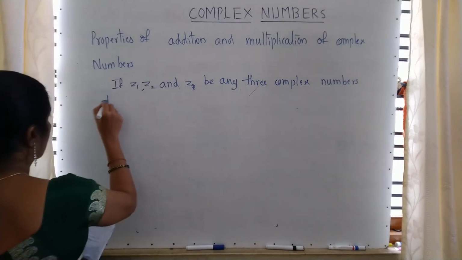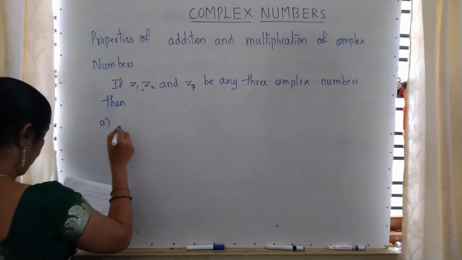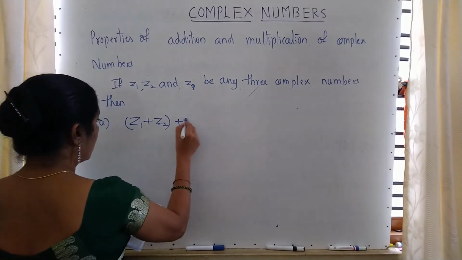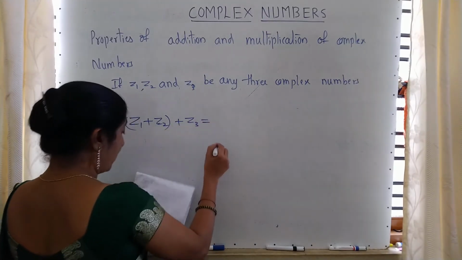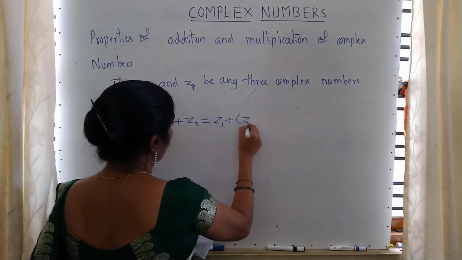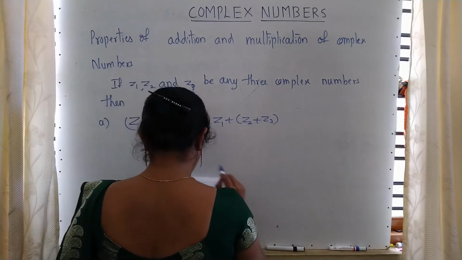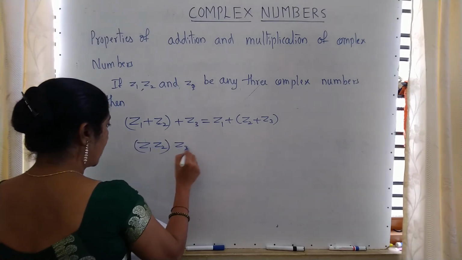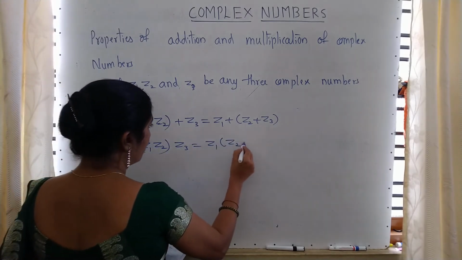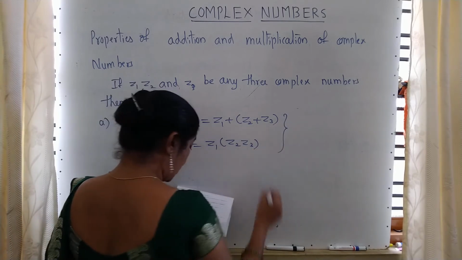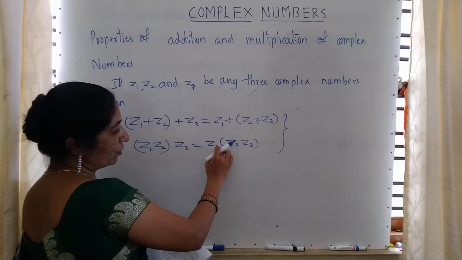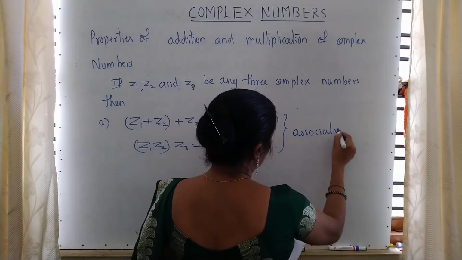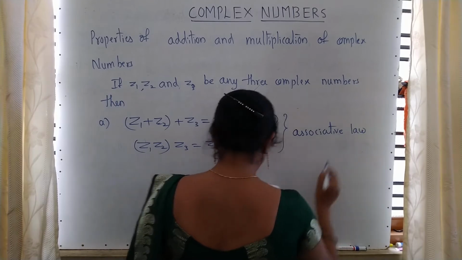Then z1 plus z2 plus z3 is equal to, by seeing this only you can say which property it is. This is for addition and this is for multiplication. Can you tell me what this property name is? So this is nothing but the associative law. This is for addition, this is for multiplication. Associative law.